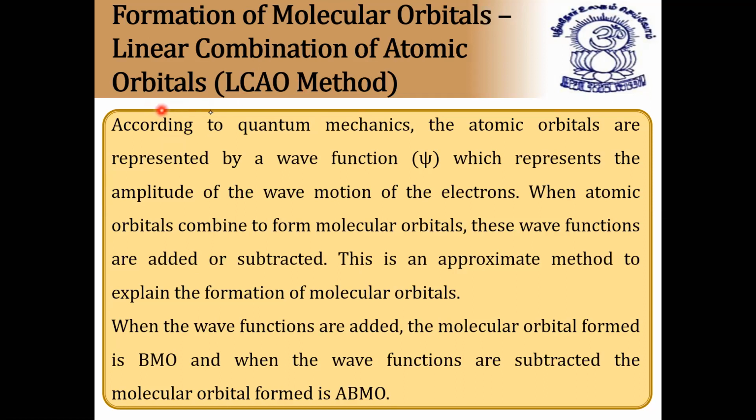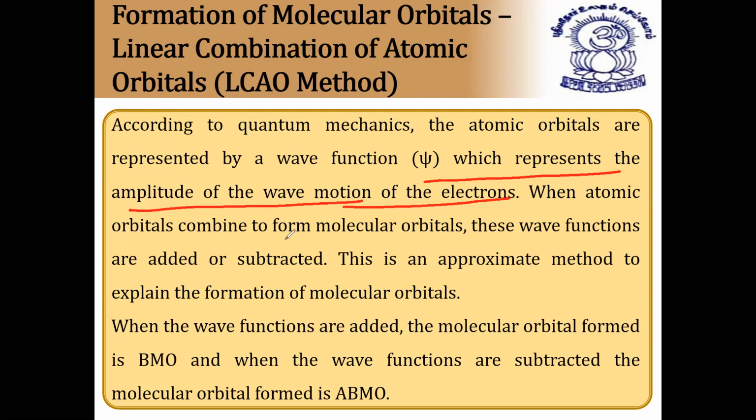molecular orbitals by the linear combination of atomic orbitals, the LCAO method. According to quantum mechanics, the atomic orbitals are represented by a wave function psi, which represents the amplitude of the wave function of the electrons. So what is psi representing? This psi we have seen in the Schrodinger wave equation in the last session. It represents the amplitude of the wave motion of the electrons.